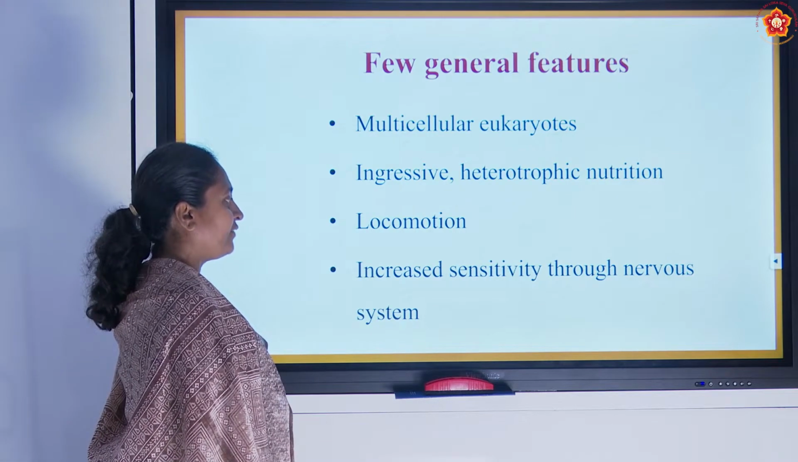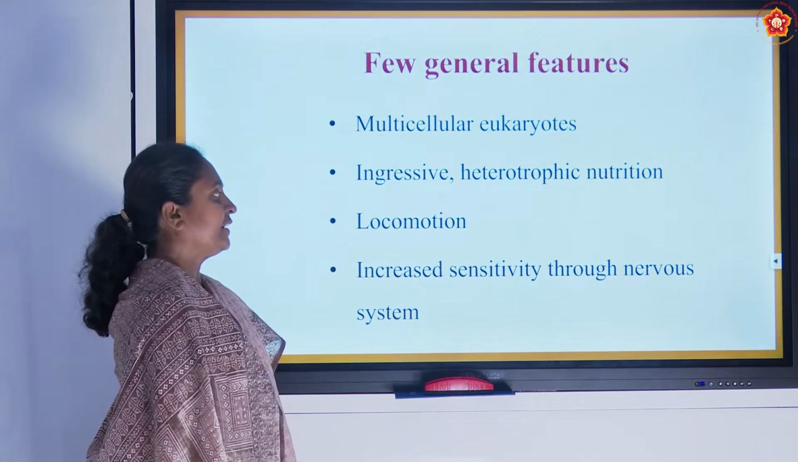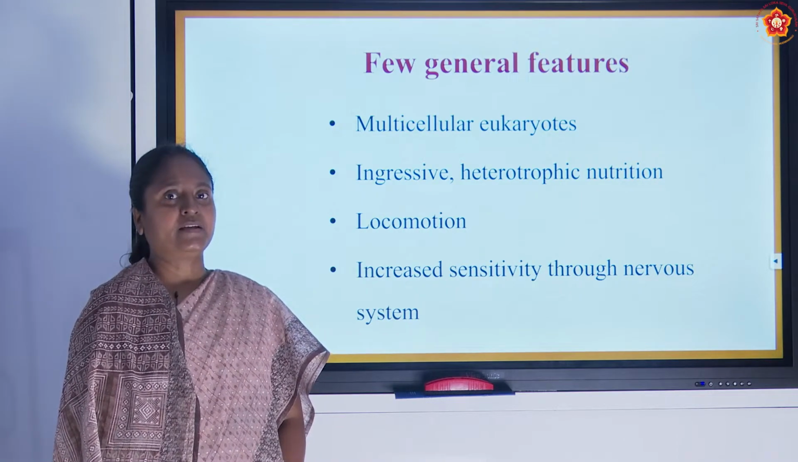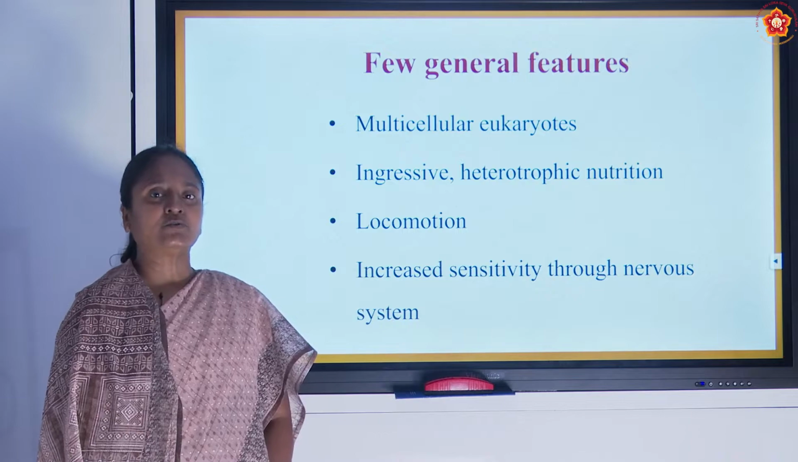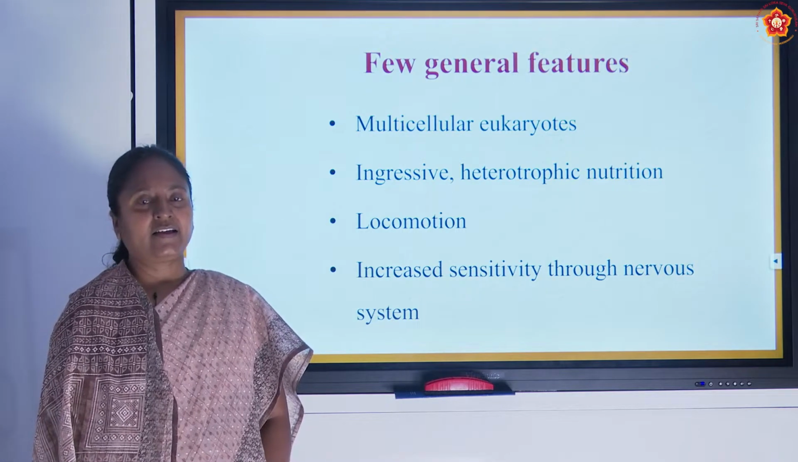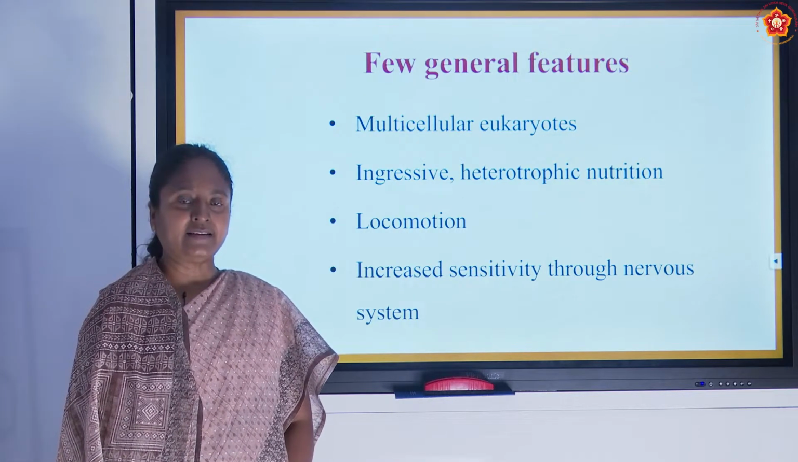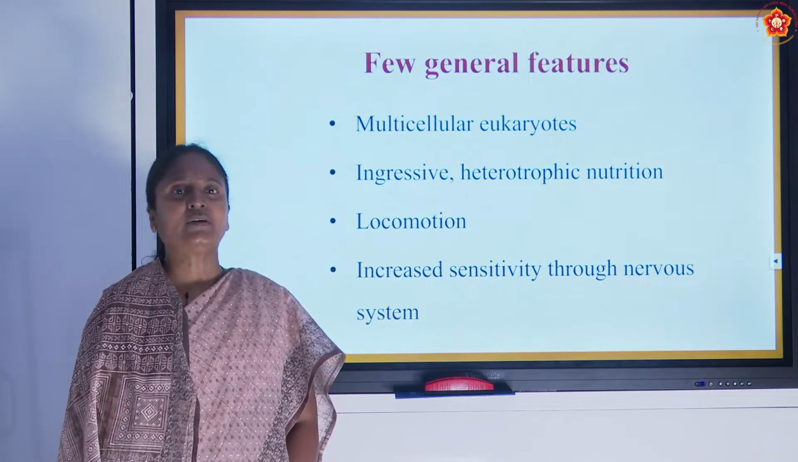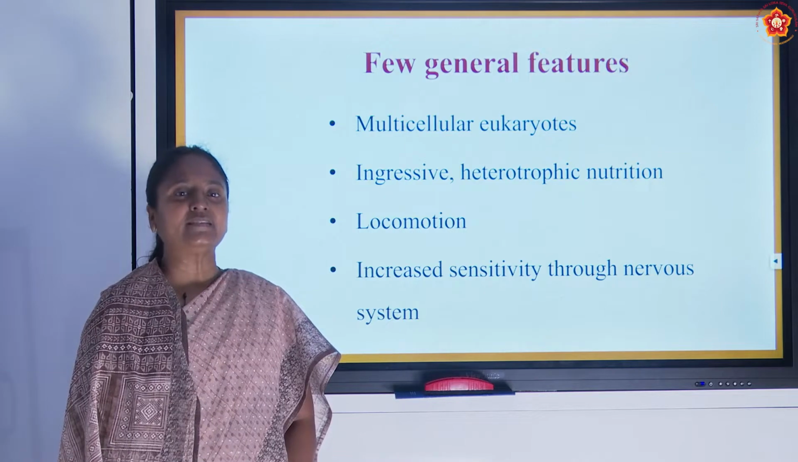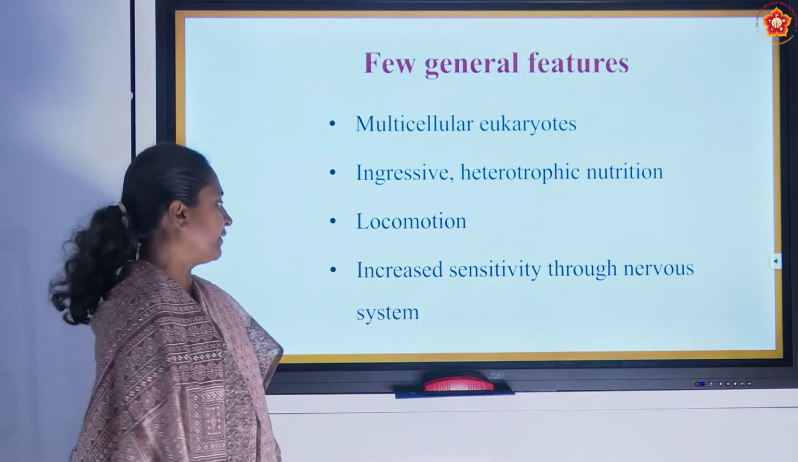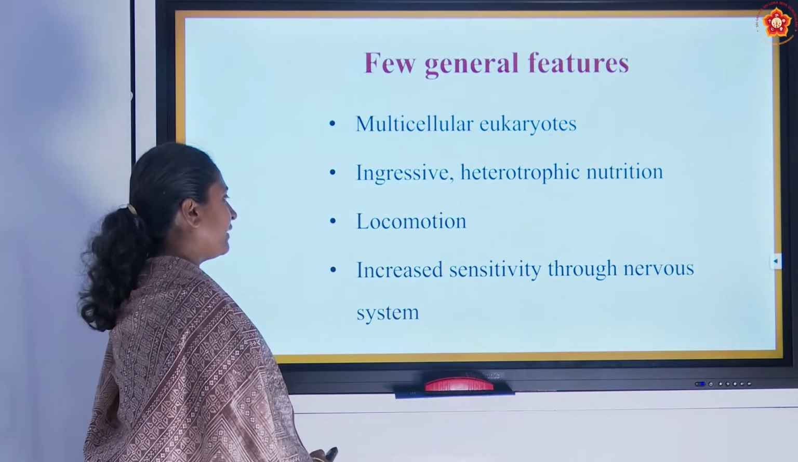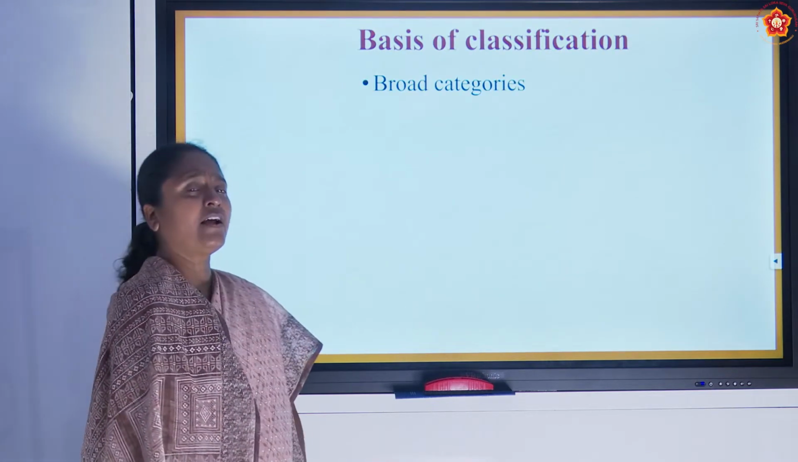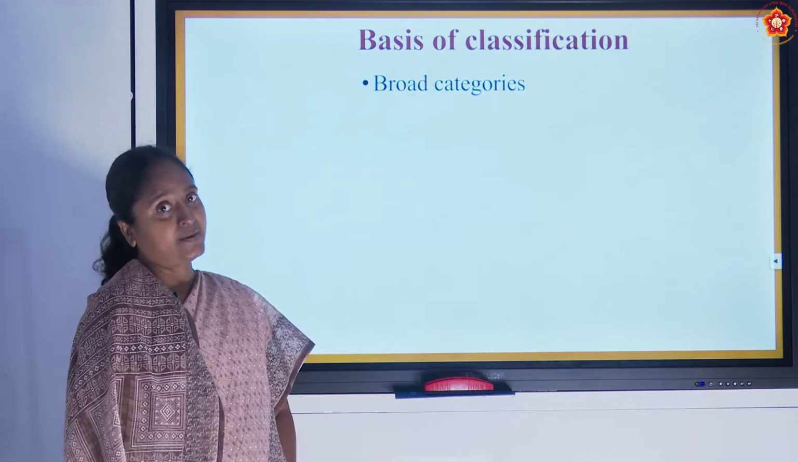And they have increased sensitivity because they have a well developed nervous system. Immediately they will respond to environmental stimuli. It may be a touch or light or any stimulus that will stimulate the organism to do some action. So their nervous system is extremely well developed and it has high sensitivity. Now we will see based on what things the animals are classified.